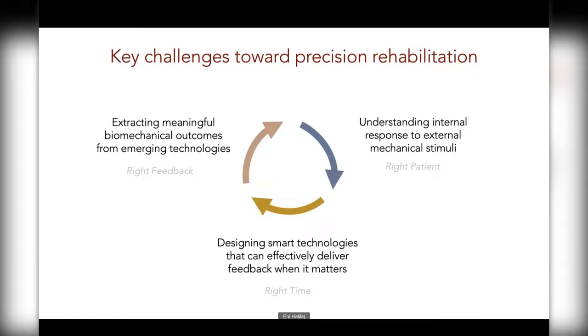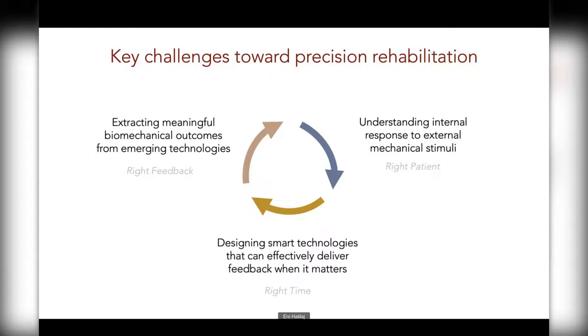A classical example is that pro-inflammatory cytokines modulate the effect of loading on cartilage. So to better match load-modifying prescriptions with specific patients for desired clinical outcomes, we need to better understand these interactions. And the third challenge is designing smart technologies that can effectively modulate feedback delivery when it matters.